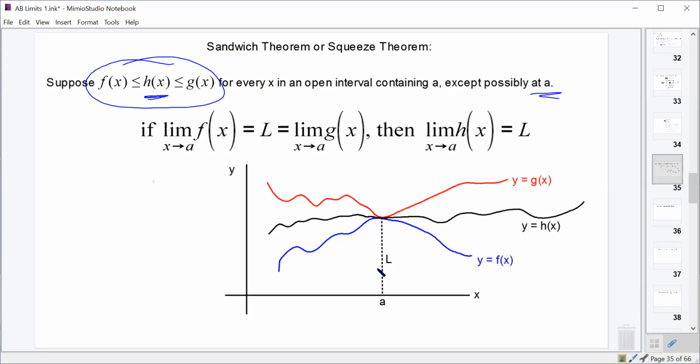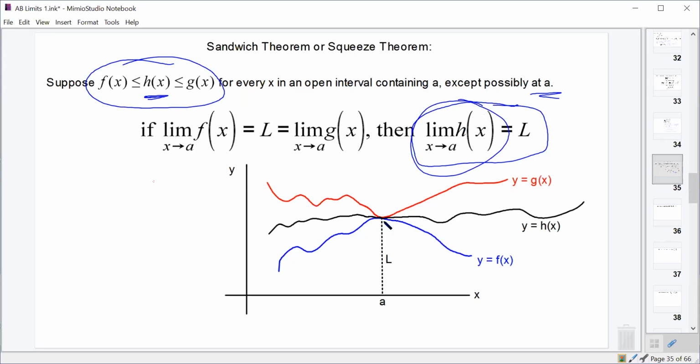And so the limit that we're going to be interested in is the limit as x approaches a of h of x, the function that's sandwiched between. So generally the problems will be like, hey, find this limit of this function. And there won't be another good way to do it, except that you'll have to find some function that is always greater than or equal to that one, and some other function that is always less than or equal to that one, that both have the same limit at x equals a.